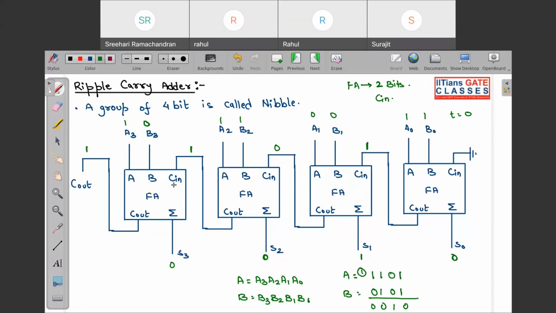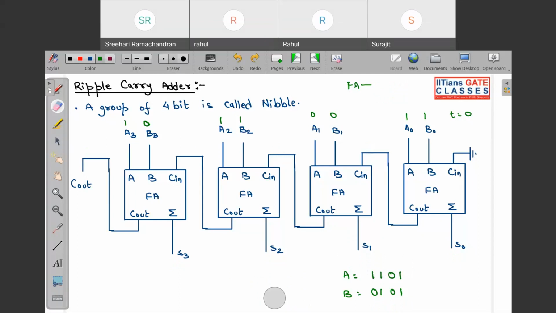But in a real full adder, we have propagation delays. Let me talk about that. In a full adder, we have two kinds of propagation delay: sum propagation delay and carry propagation delay. What do we mean by sum propagation delay and carry propagation delay? Can anyone tell me?